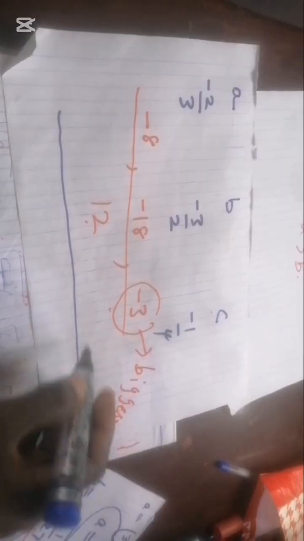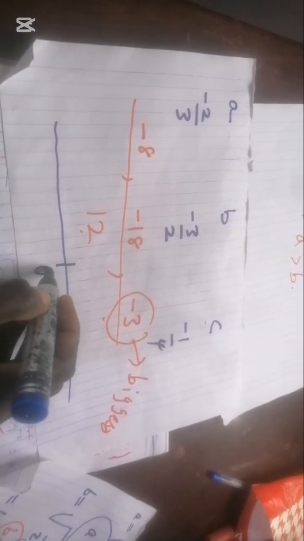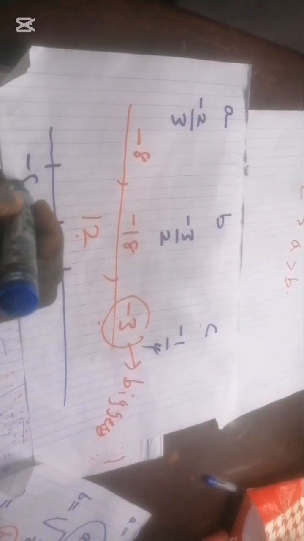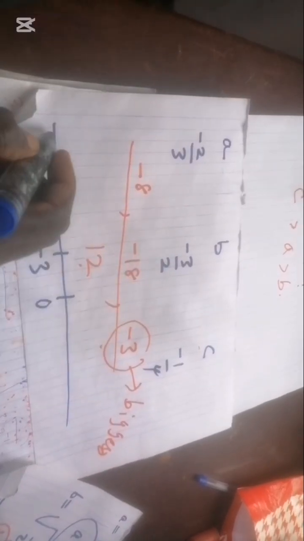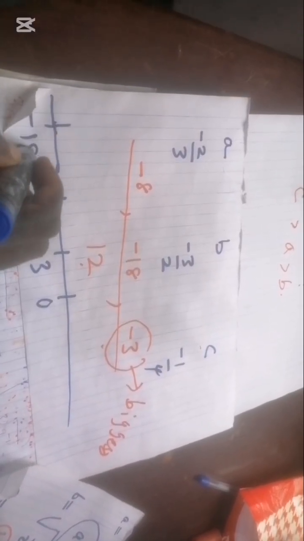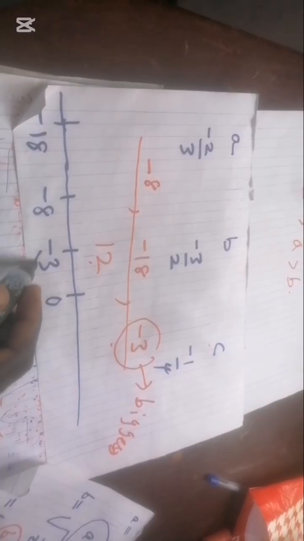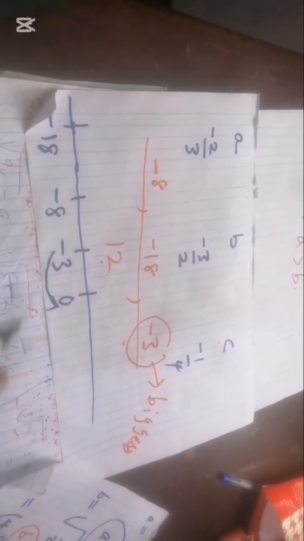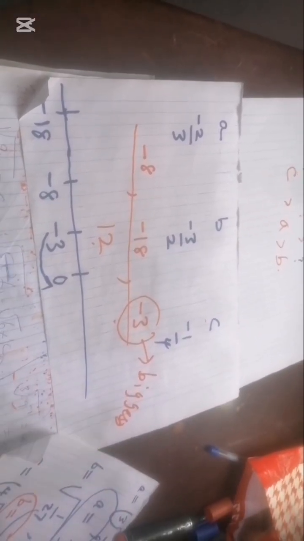Some of you might be wondering, how do I know that minus 3 is the biggest? Let me show you. You know in number line, if you mark this place now, that's 0 here. If minus 3 is here, automatically minus 8 will be behind. And minus 18 will be very far from all of them. So you can see that minus 3 is closer to 0. That means minus 3 is getting bigger, bigger, bigger. So it's bigger than the rest. And that's it. Thank you.